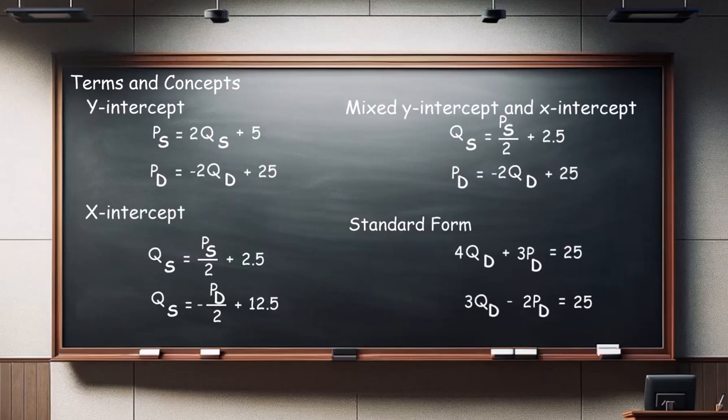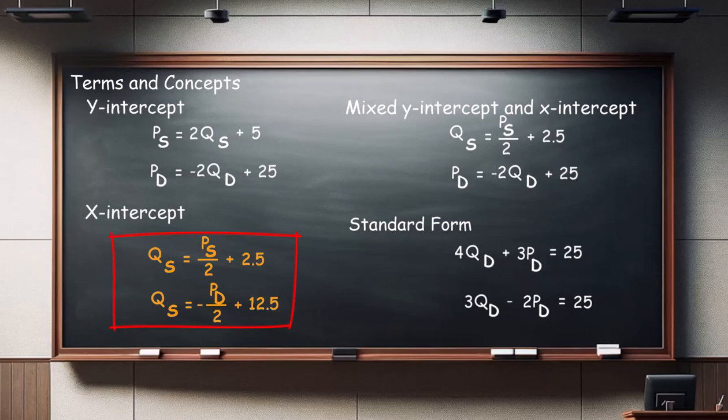However, they may appear as linear or nonlinear equations, with the equilibrium price and quantity found using algebra. The equations representing supply and demand may appear in various forms. They may appear in y-intercept form like the two equations on the upper left, corresponding to how they are graphed. The equations may appear in x-intercept form, like the second set of equations on the lower left.